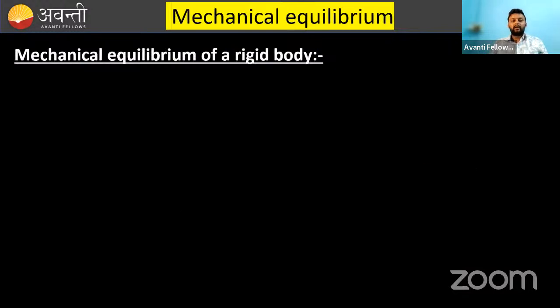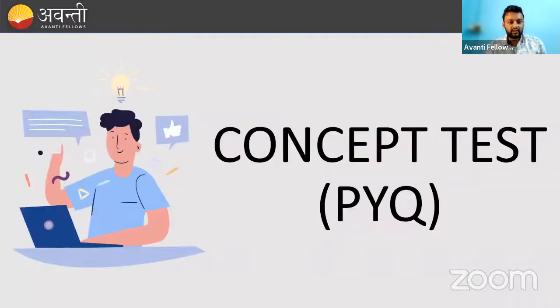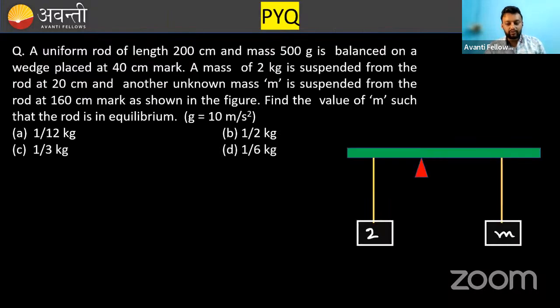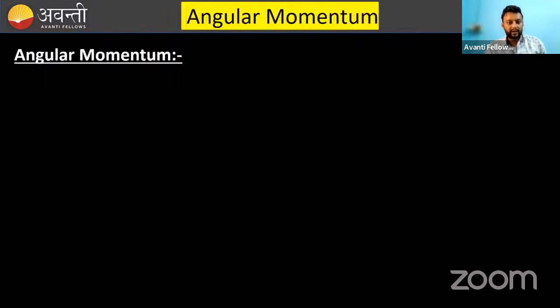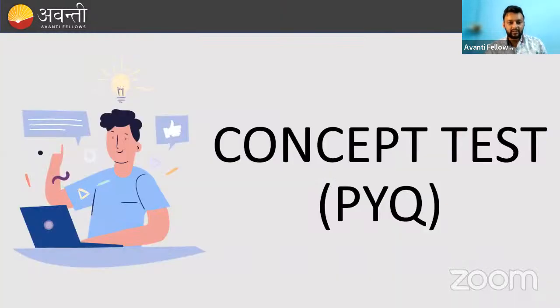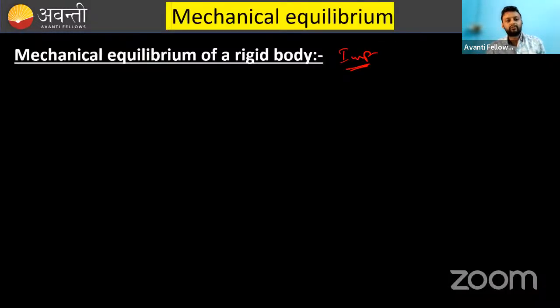Now moving further. This is again a very important concept. I think we should take another class for that: mechanical equilibrium of a rigid body. This is the most important topic, and today's time is up, so I am not going to start it. After that, a few things are remaining, so I will take another session for this. These types of questions are very important. Angular momentum is there, conservation of momentum is there, and rolling motion questions are also there. So a lot of the session is remaining, and we will take it in another class.